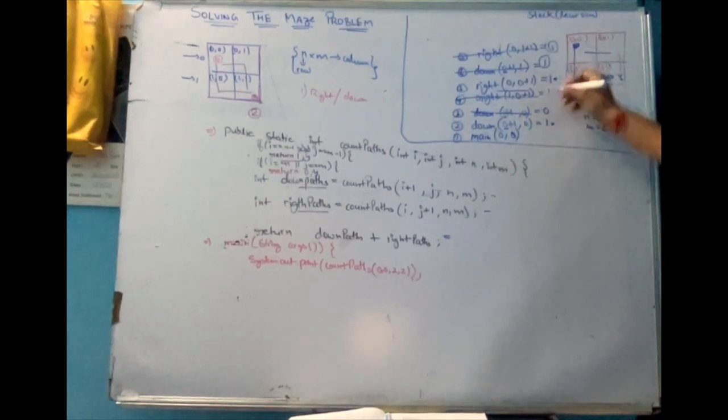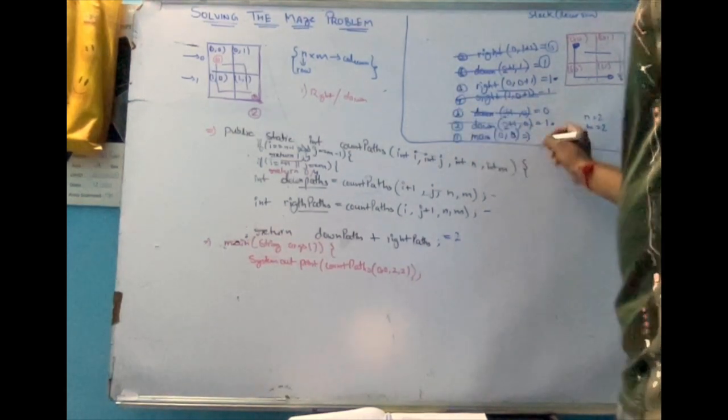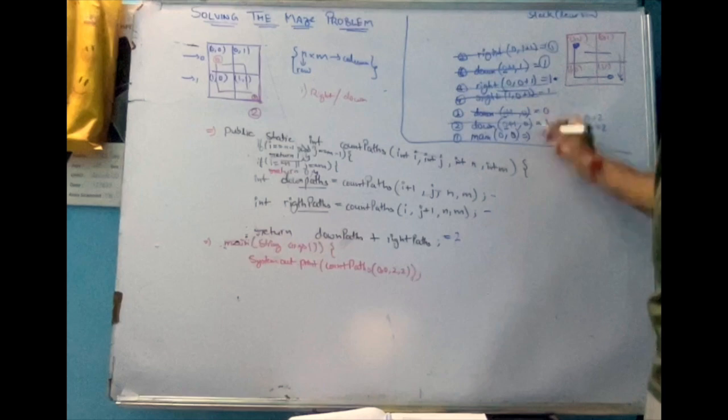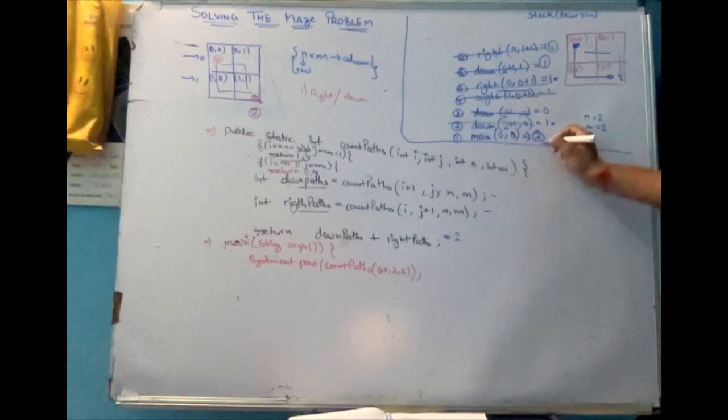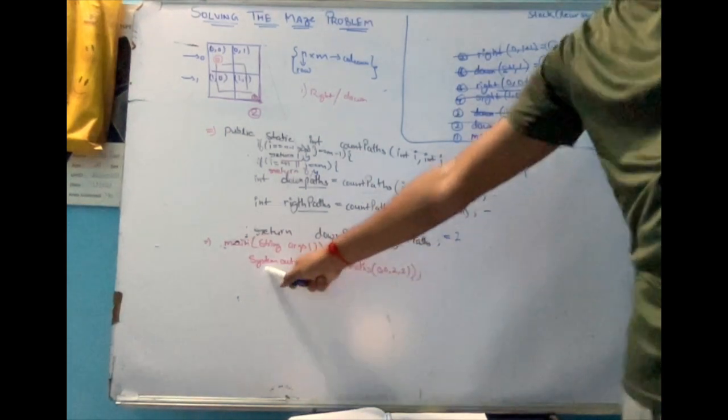These two values give us 2, and this 2 will be returned to the last statement. This will be struck off. Now that it has been assigned the value, you can strike off these two statements, and then it will return the value 2 to the main statement. That is how the main statement will be given the value 2, and 2 will be printed out in System.out.print.